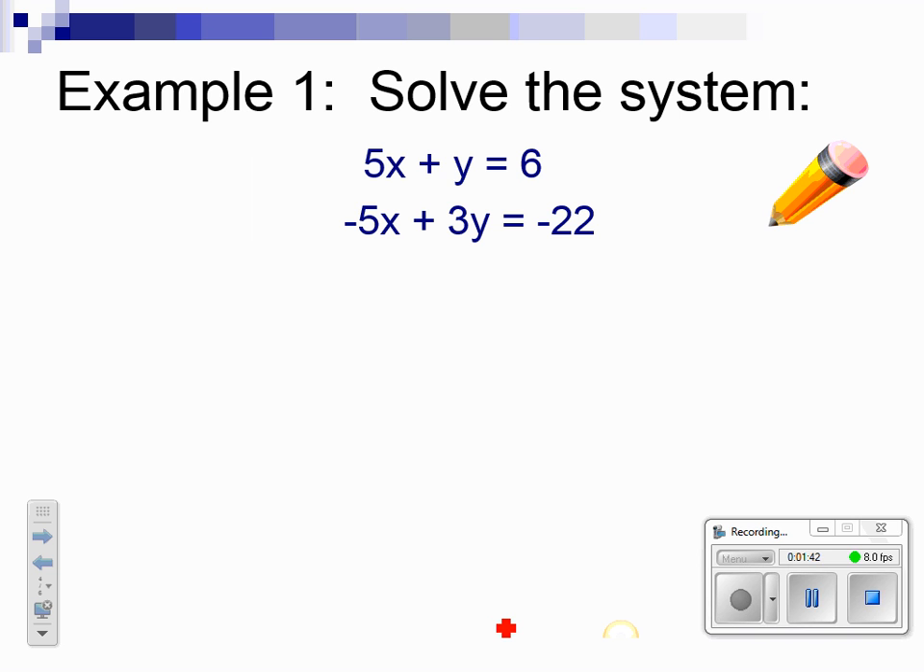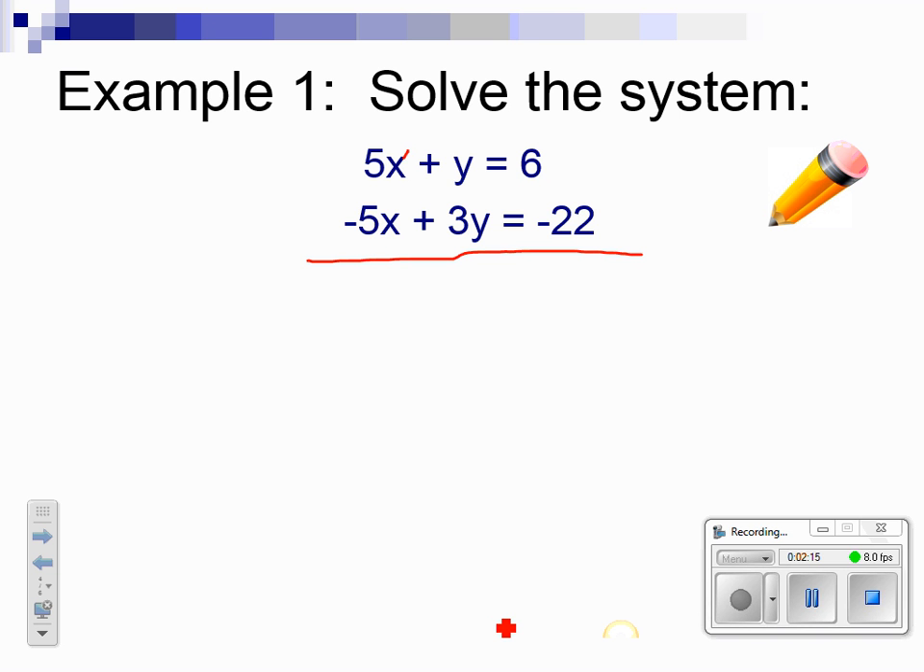Okay, so example number 1. The first thing we want to do is we want to have a system. A system is 2 equations. And we're going to line them up so the x's are lined up, the y's are lined up, the equal signs are lined up, and the constants are lined up. So this is all nice and lined up for you. And so what we want to do is we want to add the equations together so we get rid of a variable. So my question to you is, if we were to add these 2 equations together, would we eliminate a variable? And the answer to that is yes.